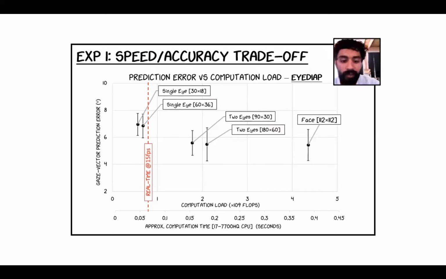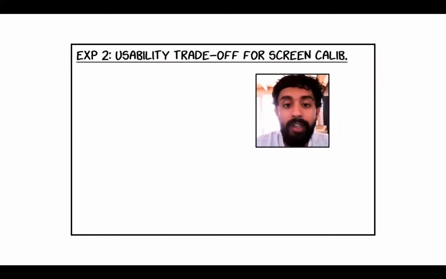So in this figure, you can see that these are the inputs that only use a single eye, and they are falling within the standard deviations of the other results, but they are much faster. In fact, this line represents 15 FPS performance on an i7 CPU. The results on the usability study of the screen calibration methods are as follows.